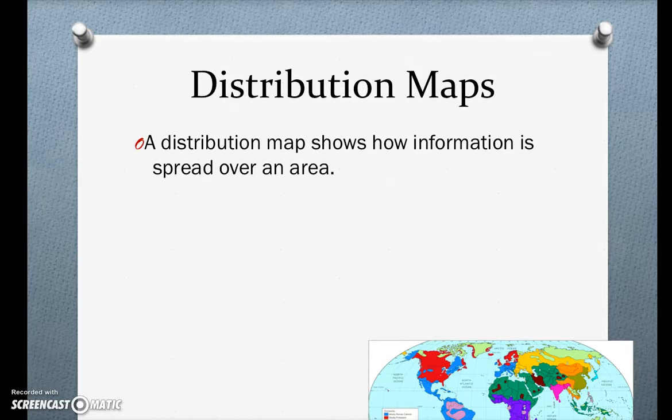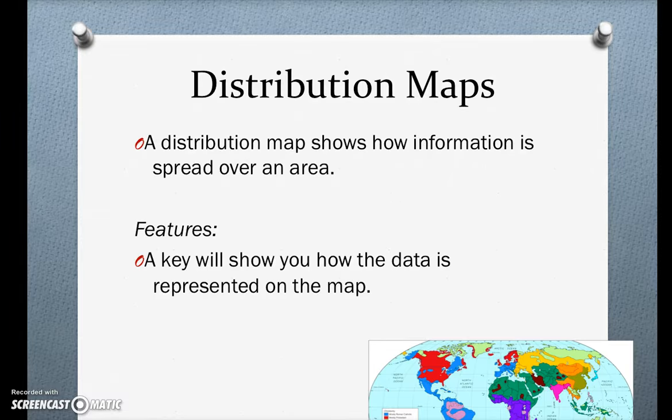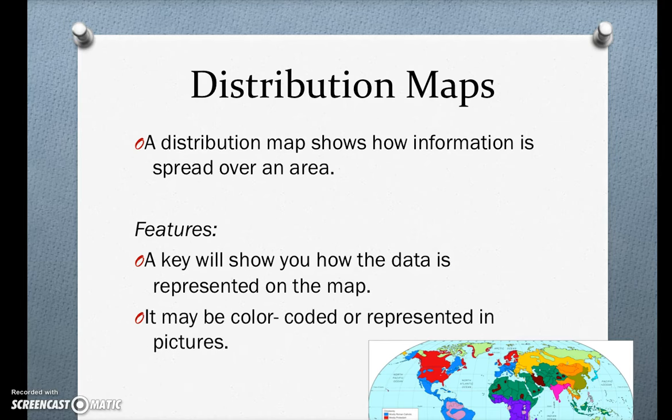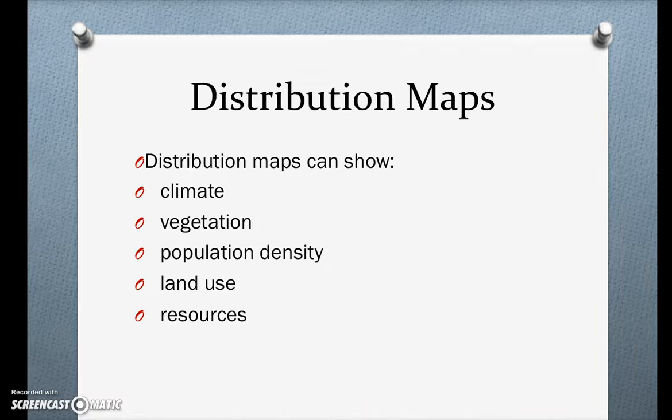A distribution map shows how information is spread over an area. Features include a key, which will show you how the data is represented on the map, and it could be color-coded or represented in pictures. There are many other types of distribution maps, including ones that show climate, vegetation, population density, land uses, or resources.